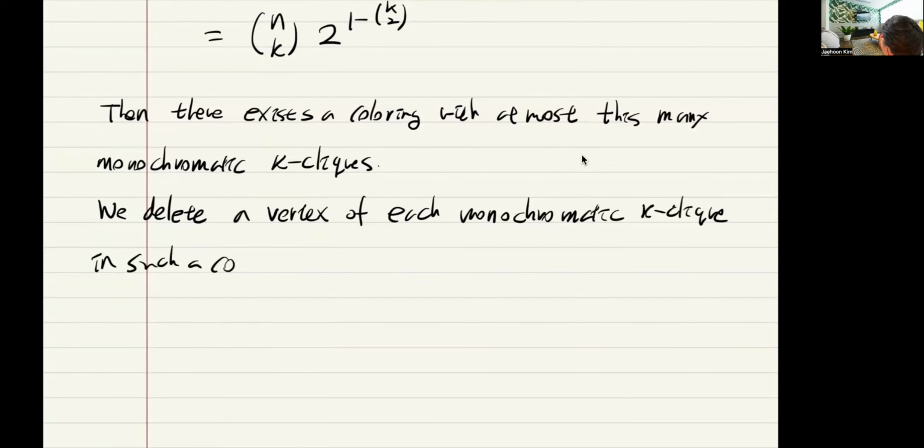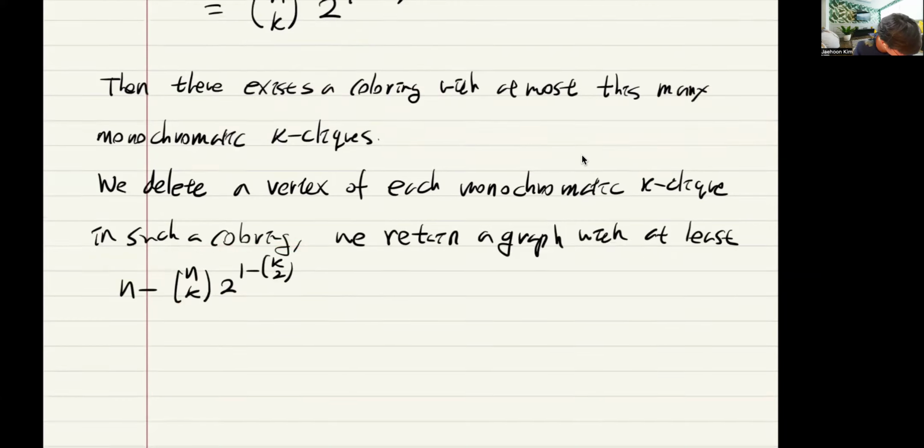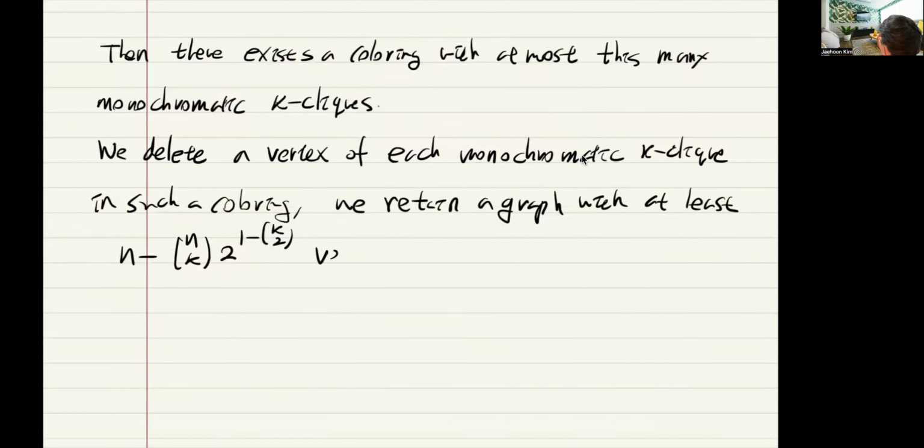In such a coloring, then what? We are left with a graph with at least n minus (n choose K) times 2 to the 1 minus (K choose 2) vertices. So at most that many monochromatic K-cliques, and we delete one vertex from each one of them. So we delete at most this many vertices, and we are left with this many vertices.